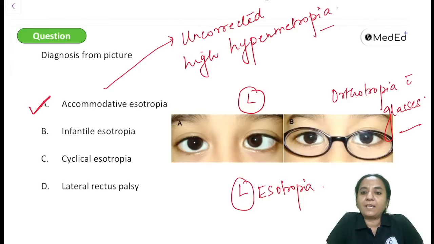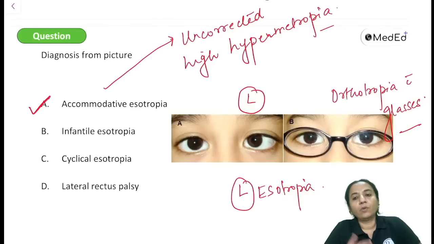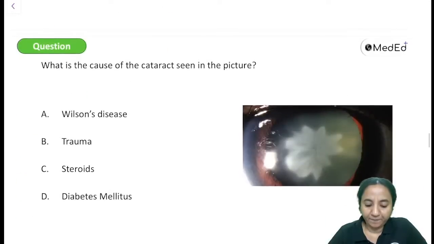So how is it treated? It is treated with glasses. When you give glasses, the hypermetropia gets corrected, the excess accommodation gets corrected, and so the child becomes orthotropic. This is accommodative ESO. Right? Let's go to the next question.